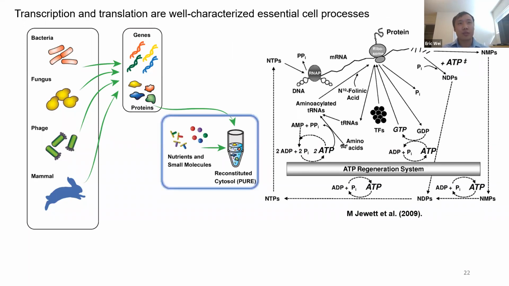So an example of a system that you may want to encode is transcription translation, since it's a very well characterized, well established, well studied essential cell process.